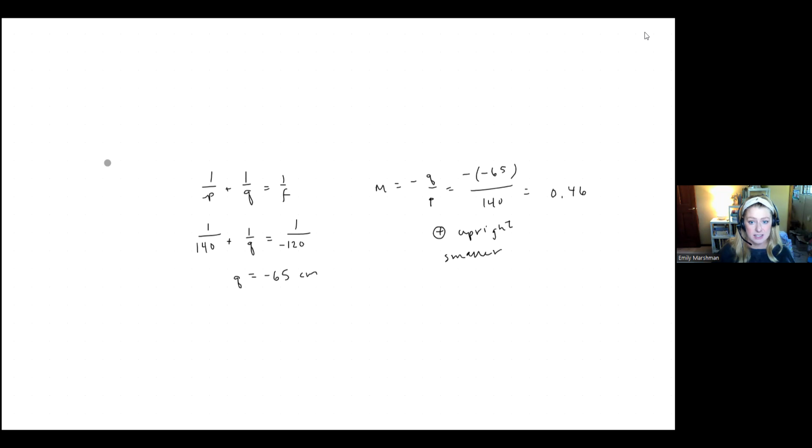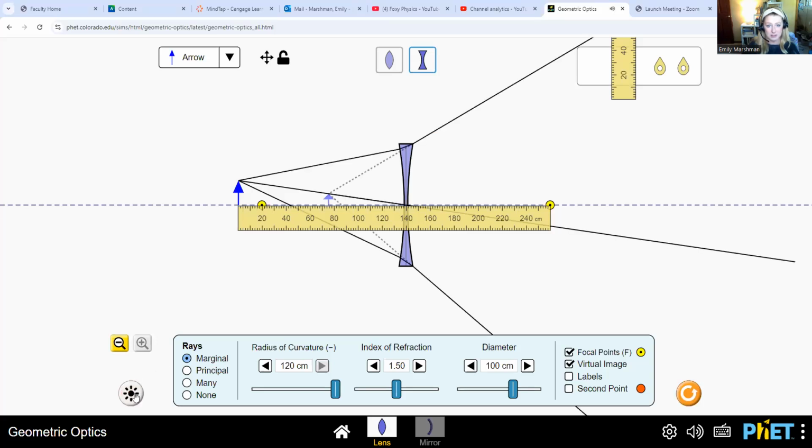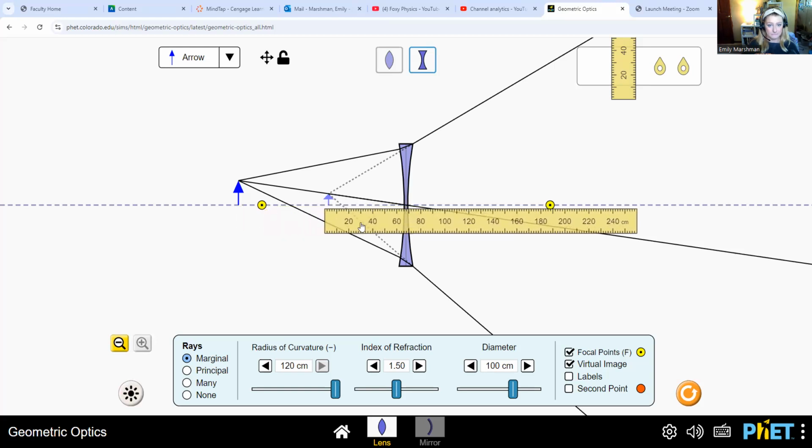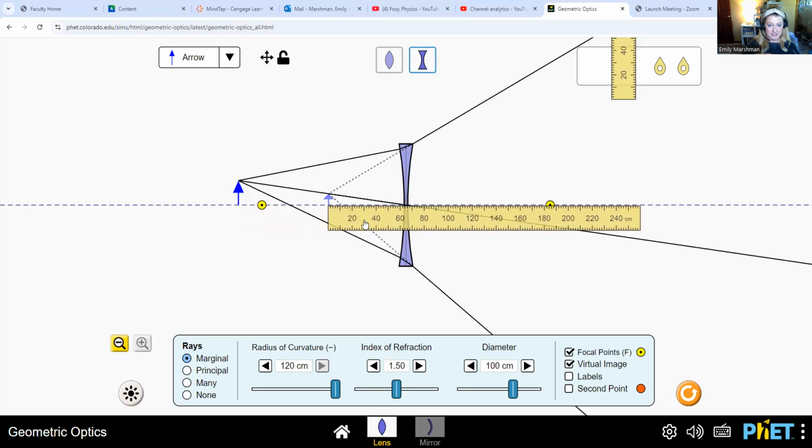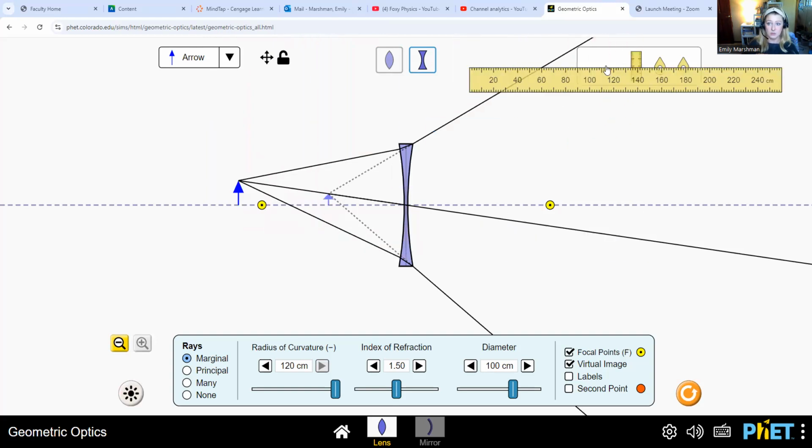Let us see if that's what happens. Let's turn the light on and observe where the image is now located. So the image is a virtual image. It's on the same side as the focal length of the lens on this side, and it's about 65 centimeters away from the lens, which is what we predicted. It's upright, which is what we predicted, and it's about half as big. So the original object was 20 centimeters away. The image is about 10. So that matches our prediction as well.